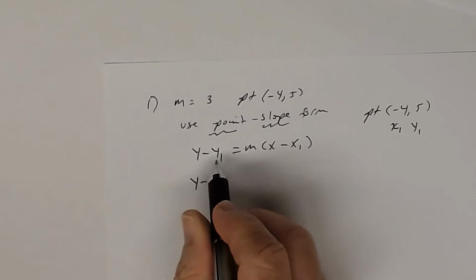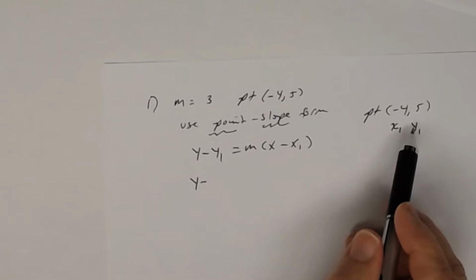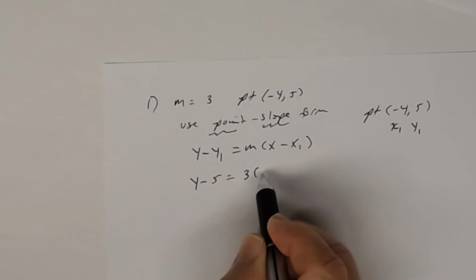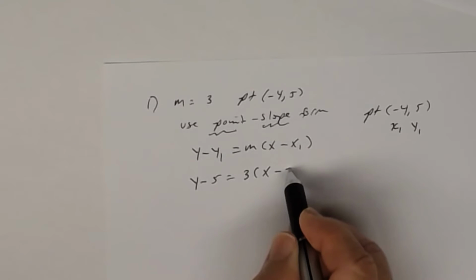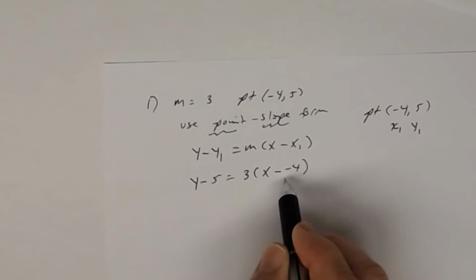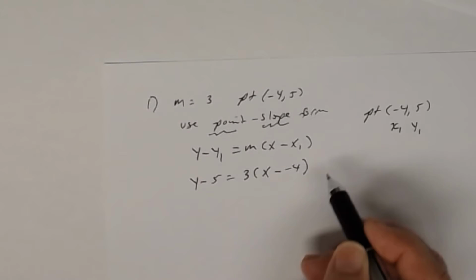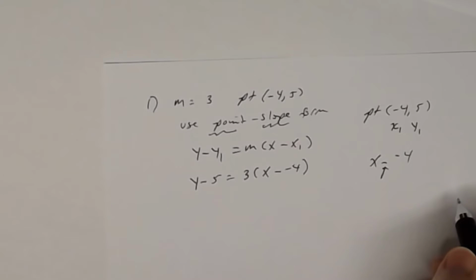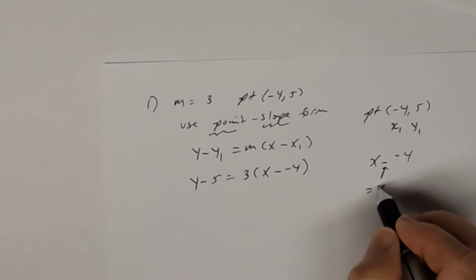So I get y minus y1, the y coordinate of the point, which is 5, equals the slope, which is 3, times x minus x1, and the x coordinate of my point is -4. Before you do anything else, always look at this expression inside the parentheses. We all know that x subtract -4, you can always change subtraction to addition, and that's what you want to do here. So x subtract -4 means x plus.